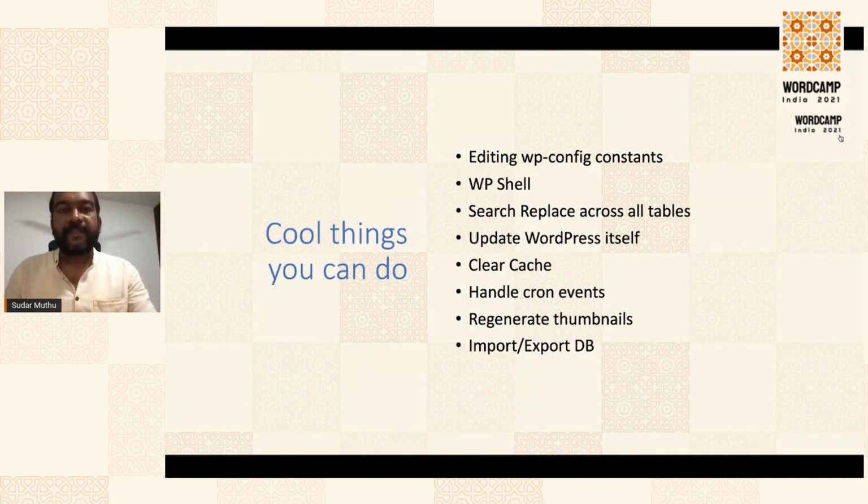Right, so the next cool thing that we can do is search replace across all tables. Let's say that you want to replace a specific term with another term across all the post content. Let's say the name of a company is changed, and now we want to go to all the posts and replace the name of the company. In those cases, it becomes extremely difficult to do it normally. You can't go to all the posts and edit them, right? So it would be useful to use the search replace functionality, which will allow you to change a particular string across all the tables in WordPress.